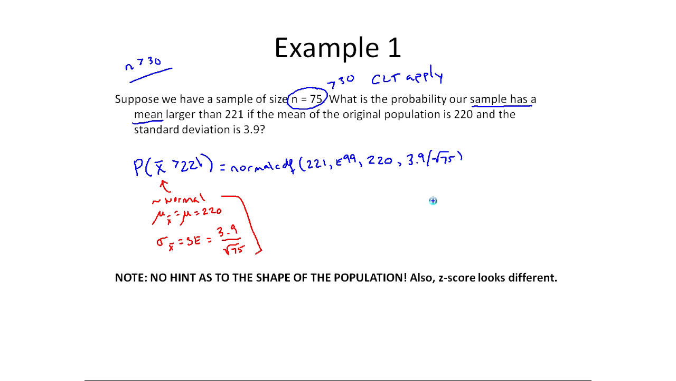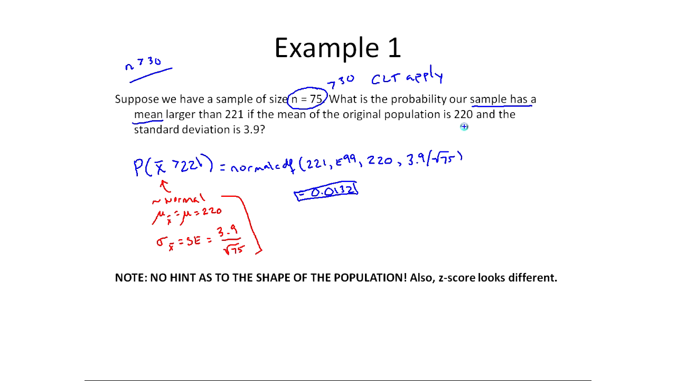So remember, normal CDF is found under second and VARS. That takes you into the distribution menu. You don't want to use normal PDF. That's an estimate. We just want to use CDF. CDF will find the area of this region under the curve, and area, probability, and percentage are the same thing. So once I do this, I end up with 0.0132. Okay, so about 1% of means will be above 221 if the population mean is 220.